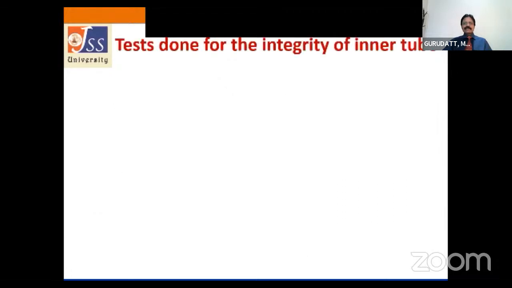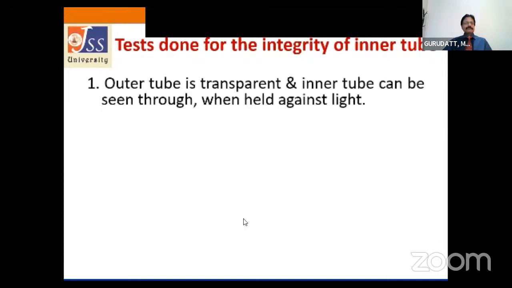So what are the tests that are done to know the integrity of the inner tube? First of all, we know that the outer tube of the Bain circuit is transparent. The inner tube is opaque and it's usually green. In one of the conferences, one student had asked me why it is green. Probably it was invented in the US, where oxygen is colored green. That's why the inner tube, being the fresh gas flow carrier, was made green. So you just keep it against light and you can easily see the inner tube. Any disconnections, you can easily see through the outer tube.